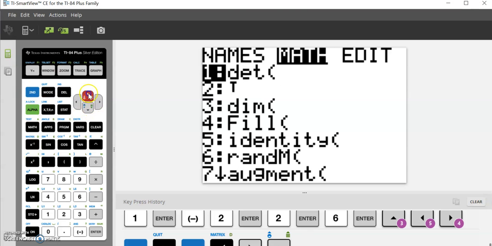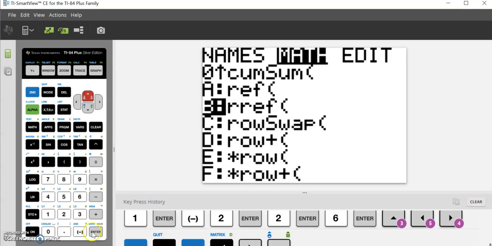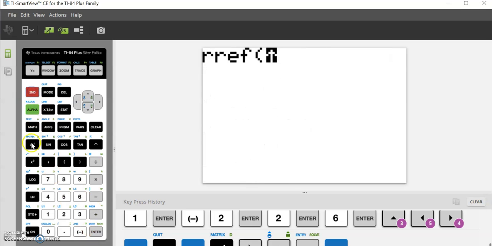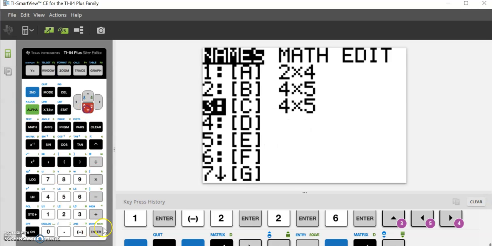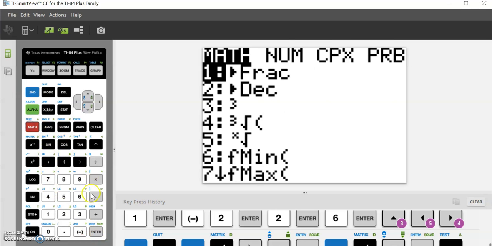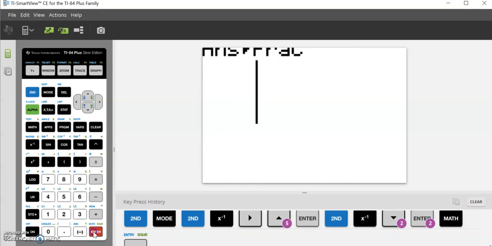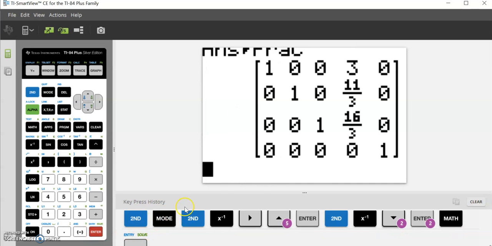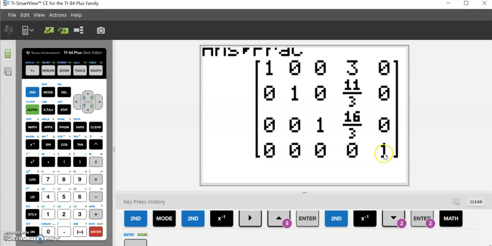We're going to go over to math. We want to go to RREF, just like we've been doing. I'm going to select my matrix, and this time I chose matrix C. And then I'm going to tell it to do it. Now, again, I'm going to switch this to fractions. Okay, what you're going to notice is this bottom row. I've got 0, 0, 0, 0, 0, 1.